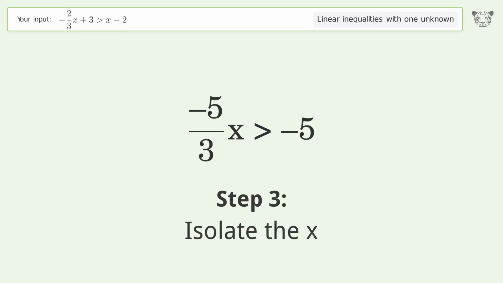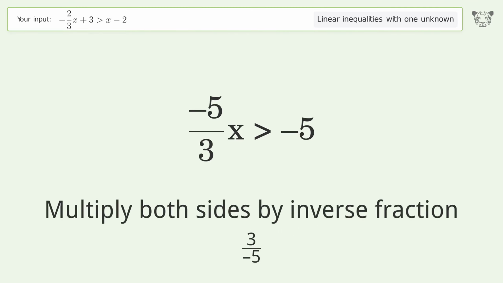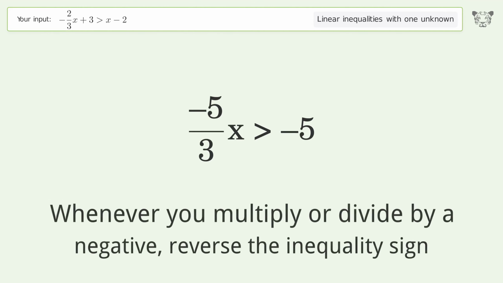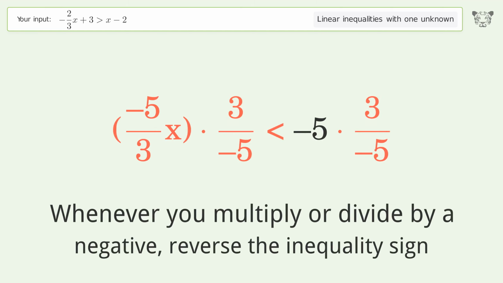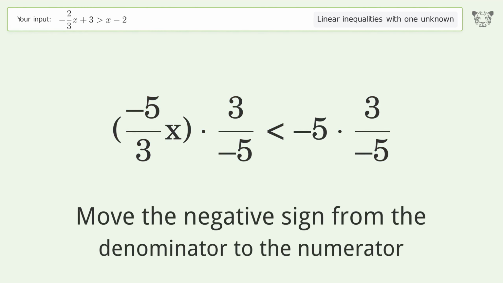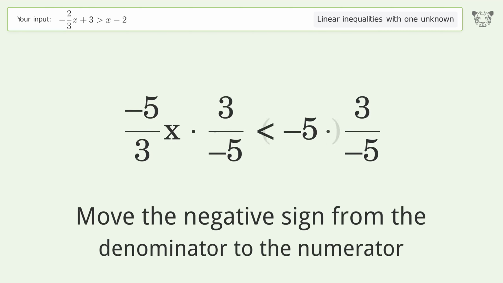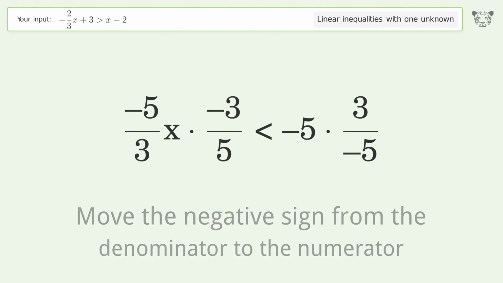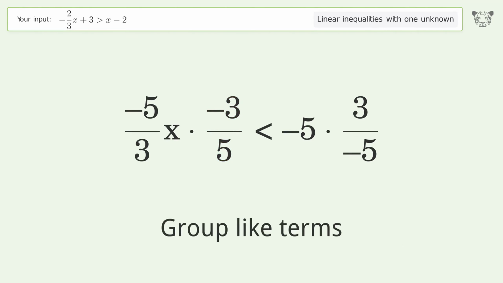Isolate the x. Multiply both sides by the inverse fraction 3 over -5. Whenever you multiply or divide by a negative, reverse the inequality sign. Move the negative sign from the denominator to the numerator. Group like terms.